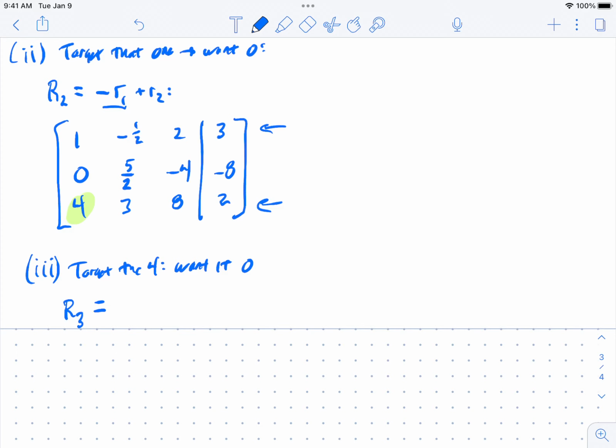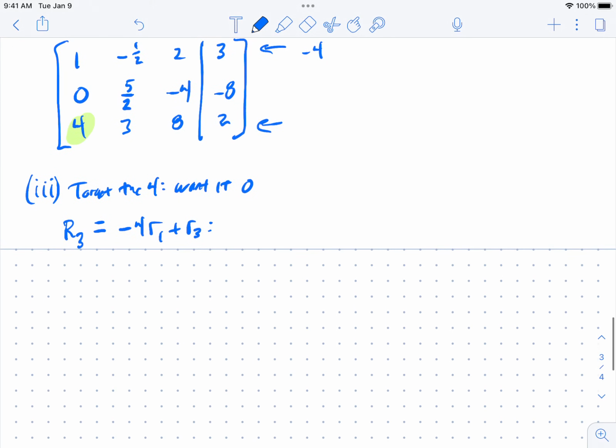So notice we need to multiply that equation by a negative 4 in order to make this a negative 4, which when you add 4, it'll go poof. So negative 4 times row 1, add row 3. That will be our new and improved row 3. So row 1 is actually done. We're done with row 1. Row 2, at the moment, we're going to leave it as 0, 5/2, negative 4, negative 8.